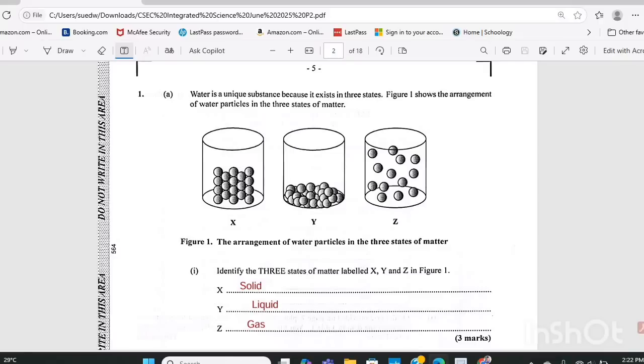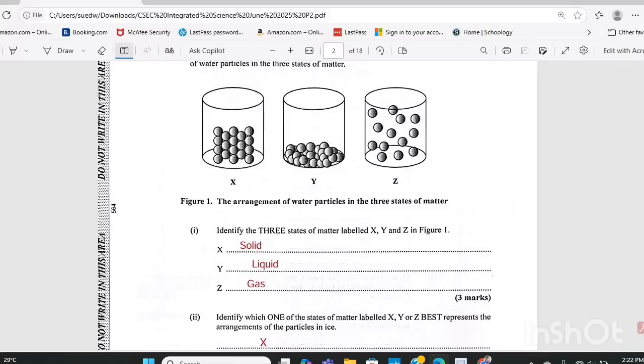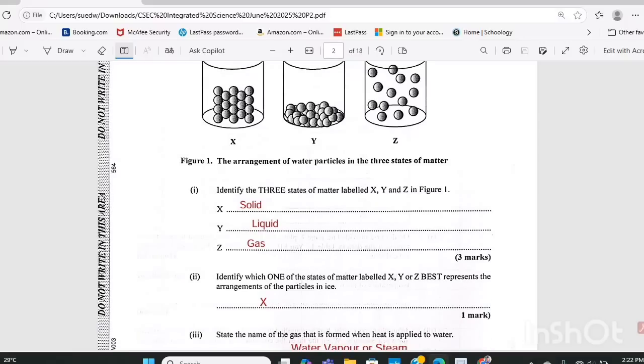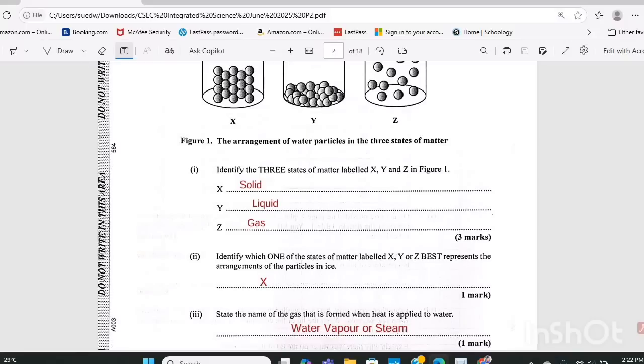That just goes to show CXC or CSEC, the examining body, can put just about anything on the paper. It says identify which one of the states of matter labeled X, Y, or Z best represents the arrangement of the particles in ice, and the answer there is X. Remember, X is a solid, and that's 1 mark. It says state the name of the gas that is formed when heat is applied to water. Another very easy mark. It's water vapor or steam.